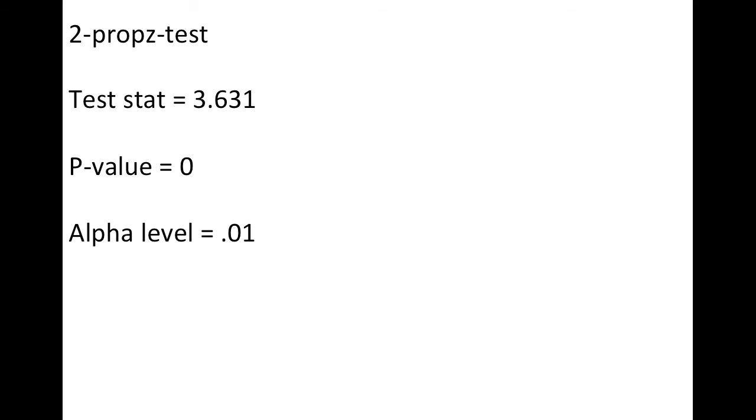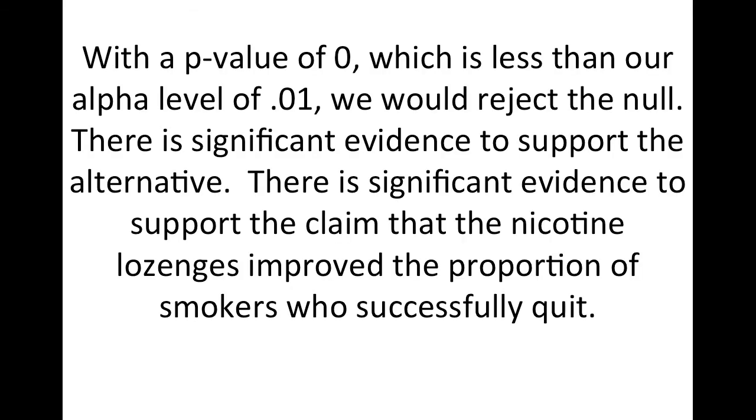So with that, you should be able to come up with the conclusion, and the conclusion should read something along the lines: with a p-value of 0, which is less than our alpha level of 0.01, we would reject the null. There is significant evidence to support the alternative. There is significant evidence to support the claim that the nicotine lozenge improves the proportion of smokers who successfully quit.